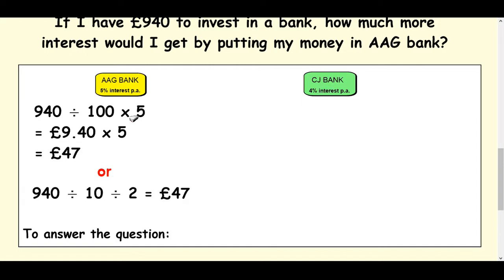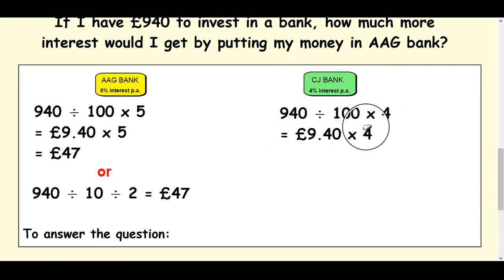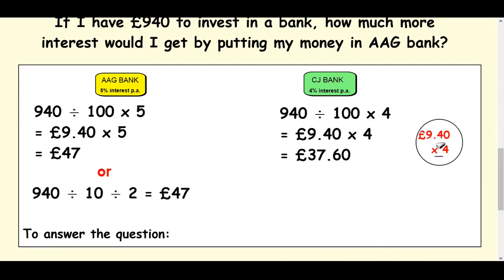To get 4%, we're going to have to use this technique here. So we'll do 940 divided by 100 and times it by 4. So that's £9.40 times 4. Again, I've got an answer here of £37.60, but if you needed to do a wee sum, you would do 4 times nothing is 4, 4 fours are 16, 4 nines are 36, carry 1 is 37.